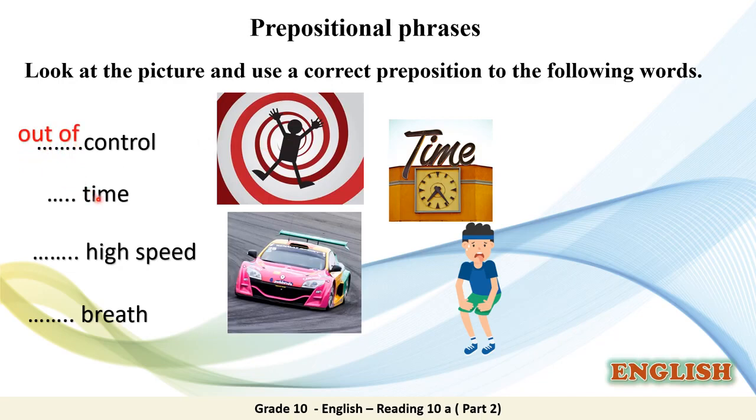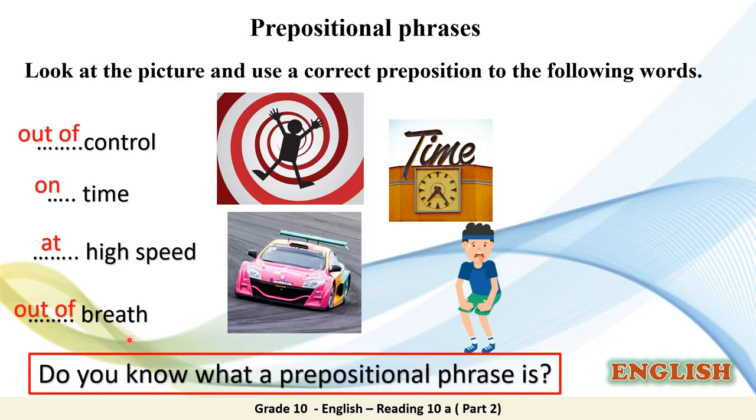Time. What preposition can we use with the word time? We can say on time. High speed. What preposition can you use here? That's right, at high speed. Breath. Let's look at this picture. Is it easy for him to breathe? No, so we say out of breath.